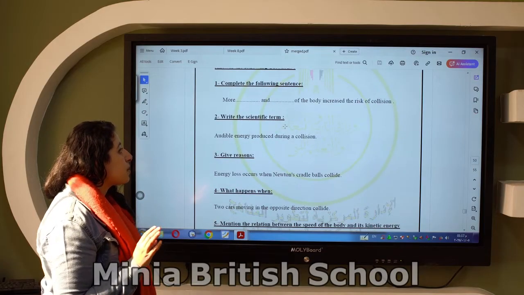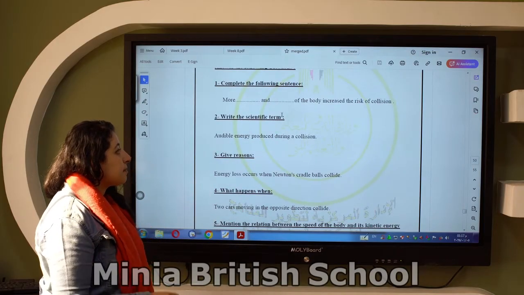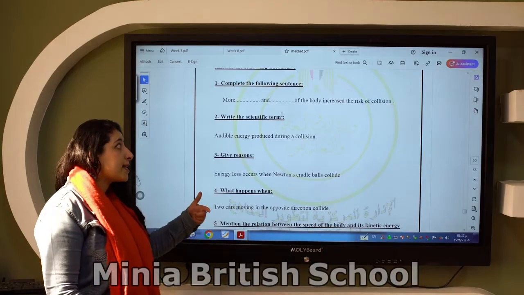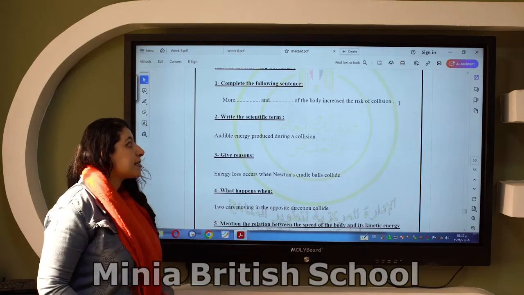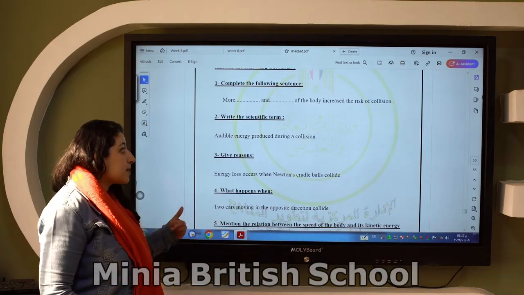More mass and more speed of the body increases the risk of collision. More mass and more speed increases the risk of collision, increases the damage.